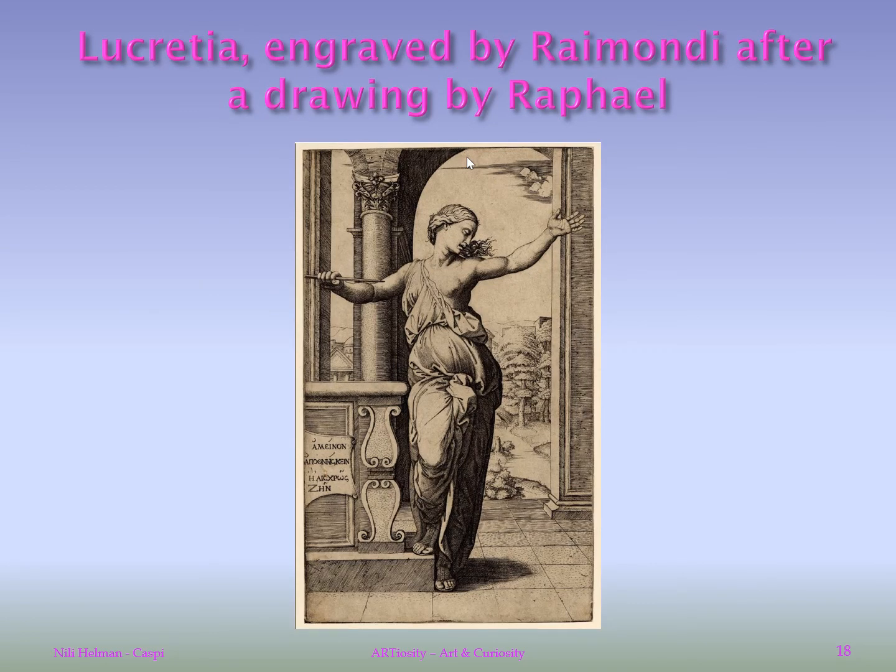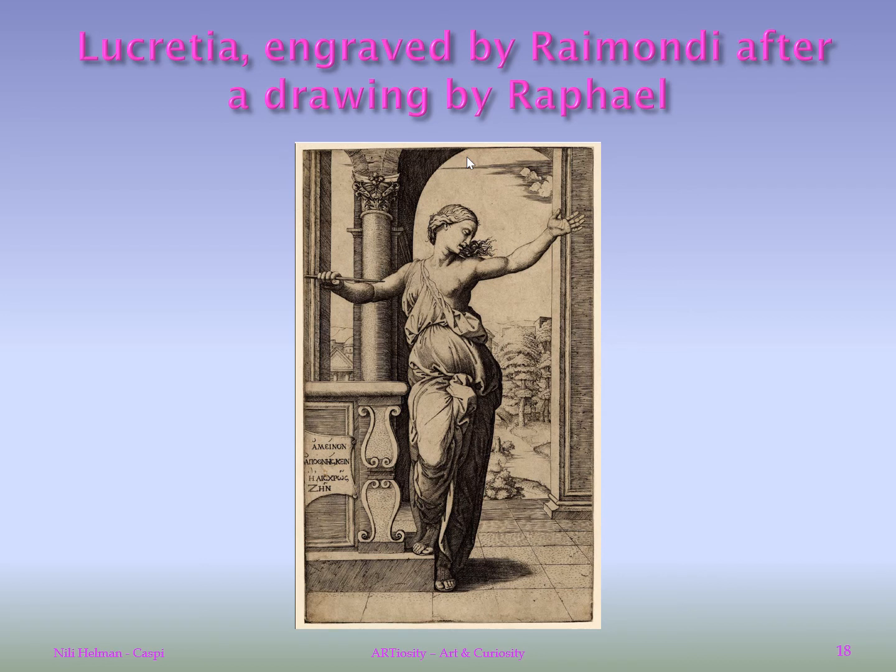Lucretia, engraved by Raimondi after a drawing by Raphael. It was done in 1511 to 1512, and it's now in the Rijksmuseum in Amsterdam. The story behind this engraving is that after being raped by the royal prince, Lucretia was unable to live with the memory and the shame of what happened to her, and she stabbed herself to death. So we see her in this engraving holding in her right hand a sharp object, some sort of a dagger, before she's going to stab herself.